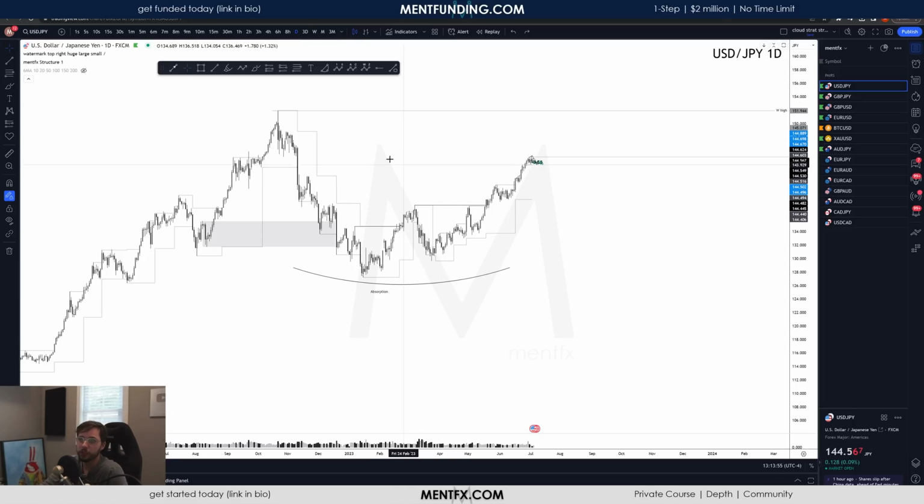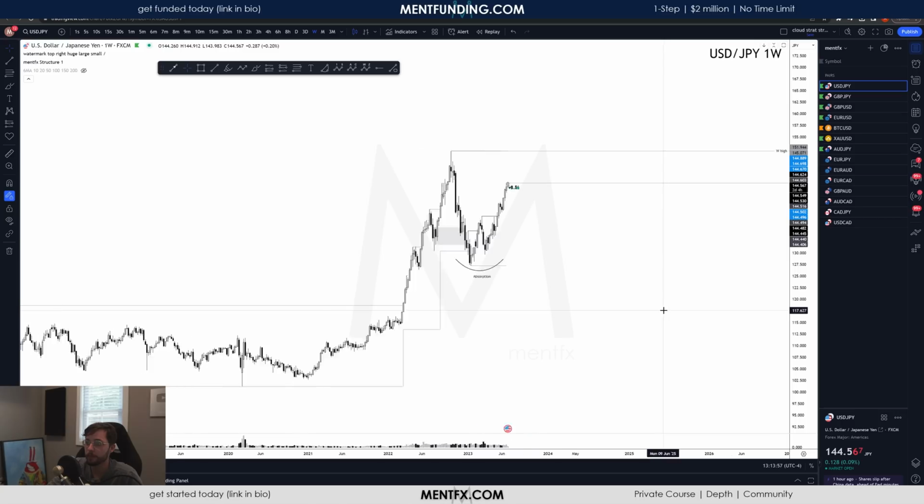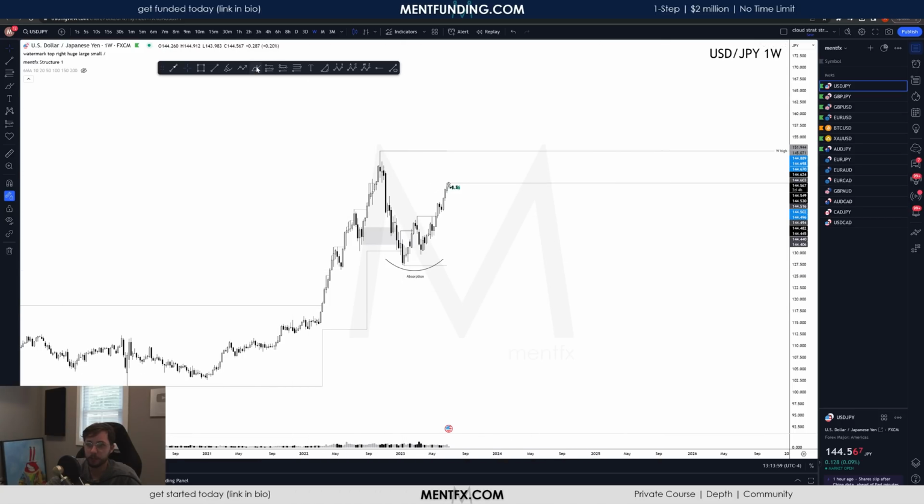Nonetheless, this market has been showing bullishness for a long time. And very simply, the most recent SSC with this break from this low to this high, right, simply shown by this indicator.